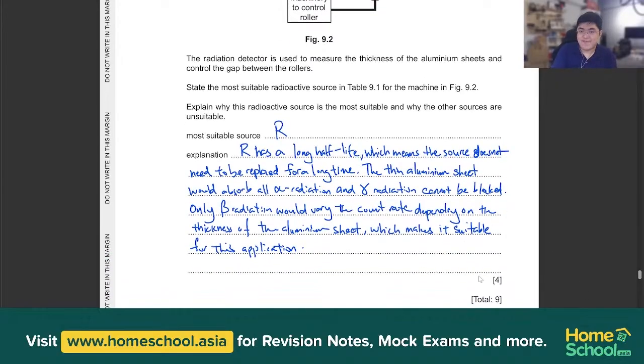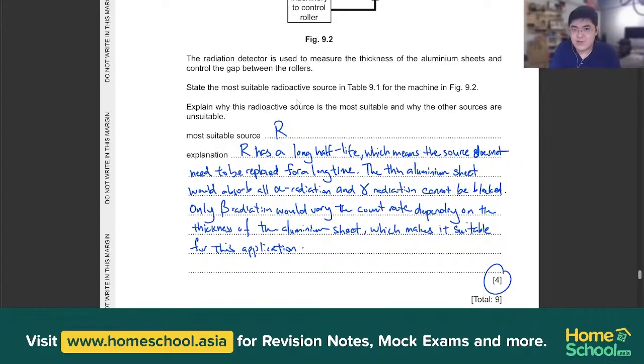So pretty much, this is a 4-mark question. The first mark is we find the most suitable source, which is R. And now the 3 marks is we need to explain why R is the best for this, and we also need to explain why the other sources are not suitable for it. So basically, the first mark is for alpha radiation, the aluminum sheet would absorb all of it, and gamma radiation cannot be blocked by the aluminum sheet. That's why all alpha and gamma sources are removed.